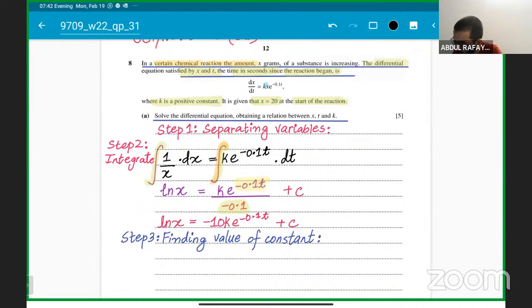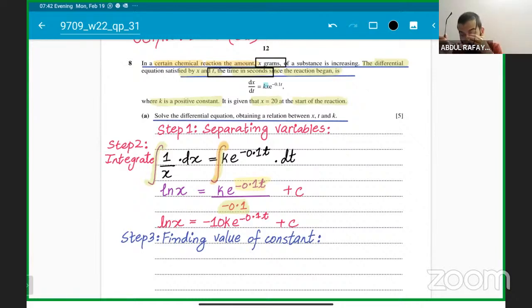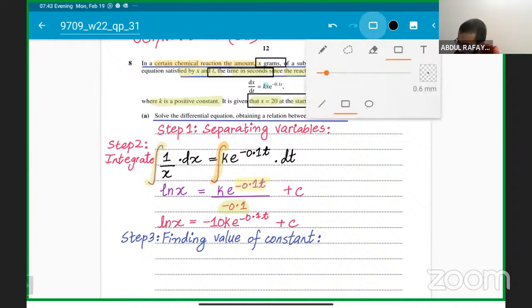So because we have the time, T means the time here, students, the time in seconds, and X means the number of grams of the substance. What are the variables here? The variables are that X is the grams, the amount of substance increasing, and T is the time in seconds. They are telling us it is given that X is equal to 20 at the start of the reaction.